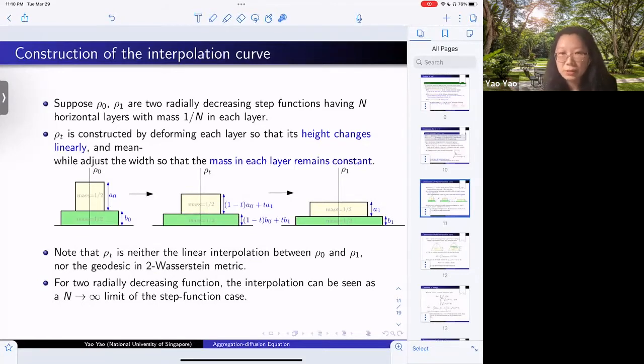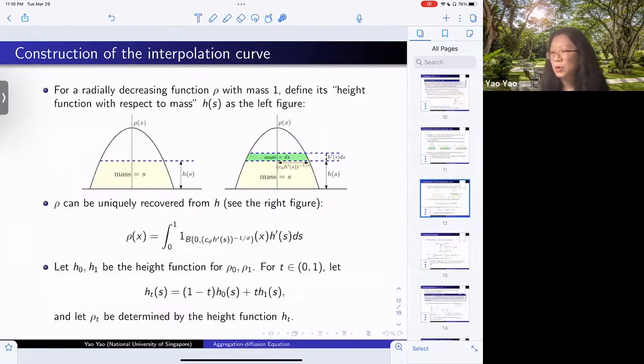So this is the definition for step functions, but for general radially decreasing functions, the interpolation can be seen as n goes to infinity, as we make the steps finer and finer in the step function case. So more precisely, for any radially decreasing function rho with mass 1, we can define a so-called height function with respect to mass. For any number s between 0 and 1, there exists a unique height such that the mass under this horizontal plane is exactly s, right? So this function h is uniquely determined by rho, and actually the relationship works the other way around as well. Once we are given a height function, one can uniquely reconstruct the density function from the height.